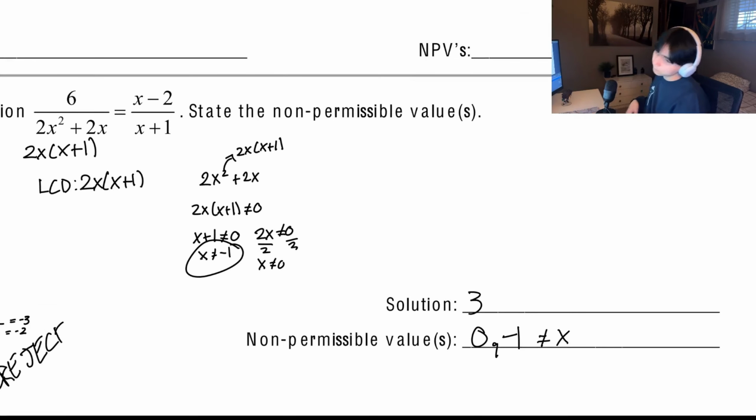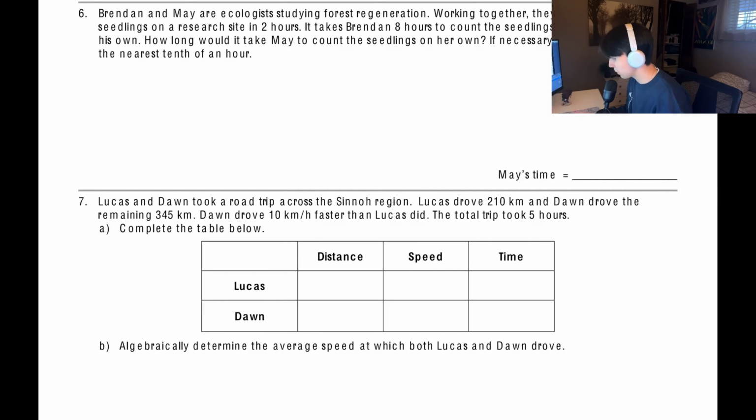So again, it's a little sneaky there, and you have to be on top of what you're doing, just making sure that your NPVs and your solutions don't actually match up. And if they do, make sure you're canceling it out for that very reason. Cool. Now we have a word problem here.